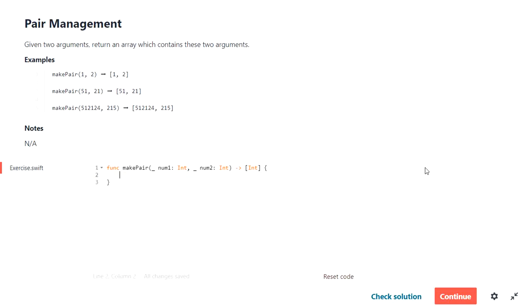There is another method to complete this task. Let's define an array with first element num1 and second element num2 and then just return this array. We'll check the solution here. So our solution is correct.